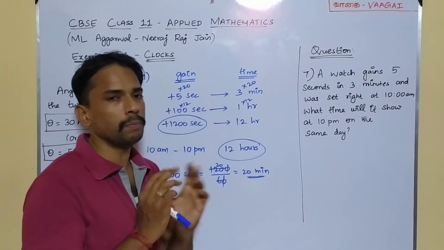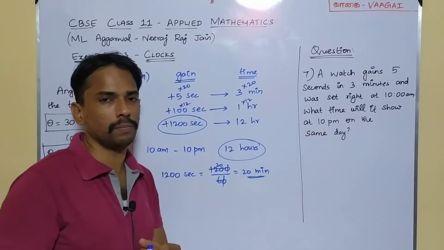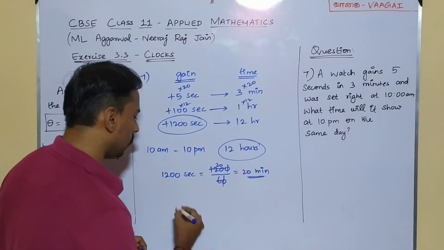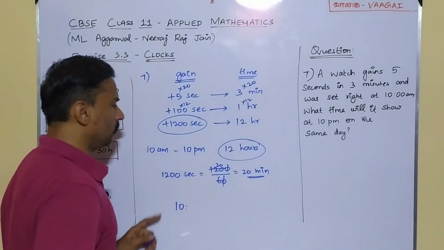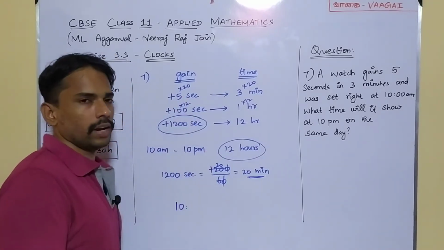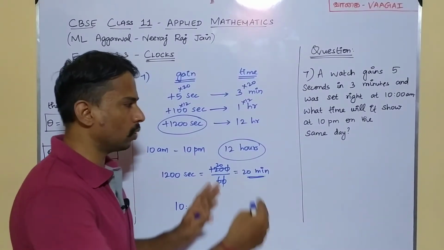I'm getting 20 minutes. So what time will it show at 10 p.m. on the same day? This is our question, right? So the correct time will be 10 p.m. So when it is a correct clock, it will be showing 10 p.m. But this clock is a gaining clock, right? In that case, how many minutes has it gained? It has gained 20 minutes overall in this 12 hours duration.